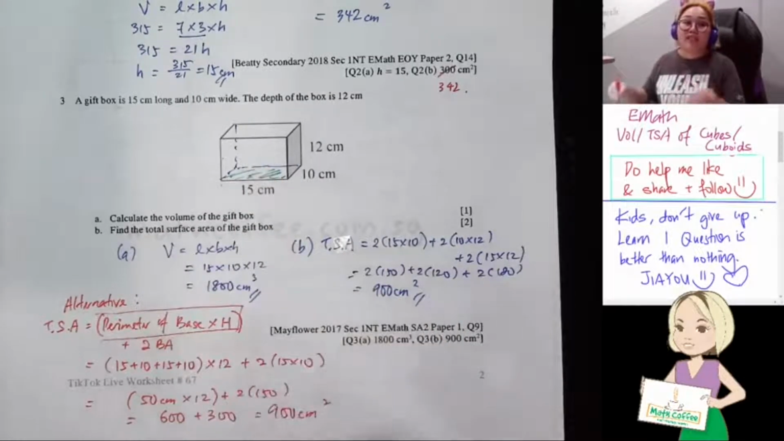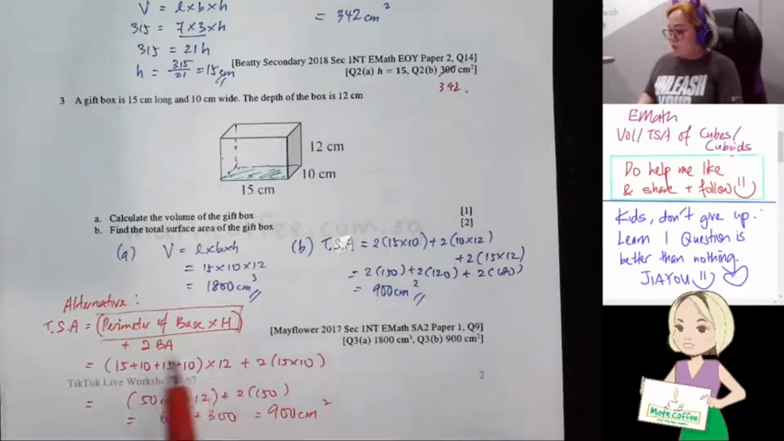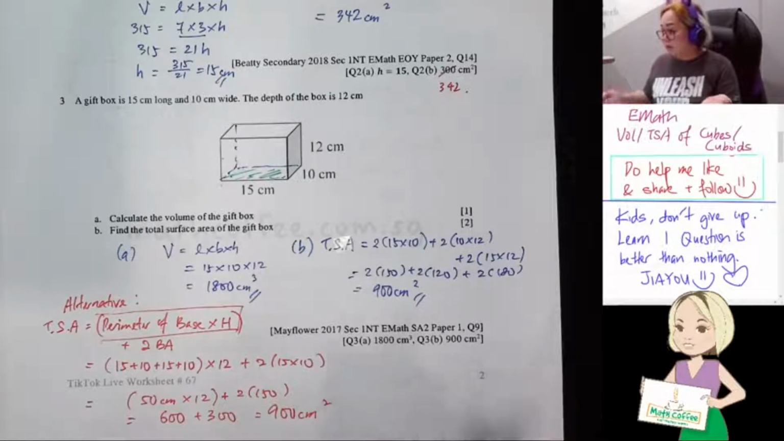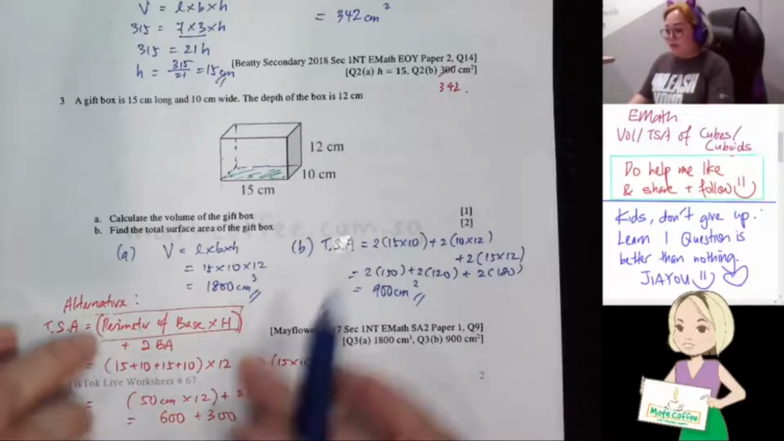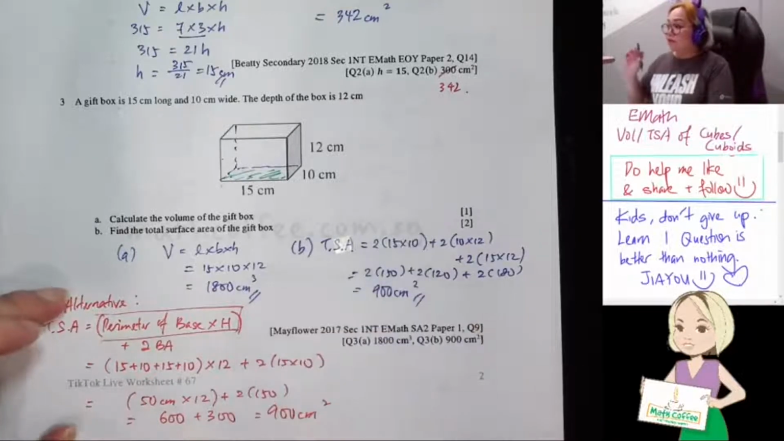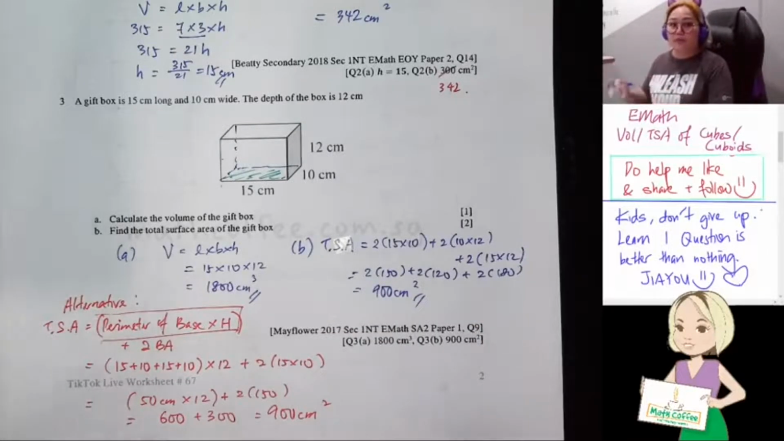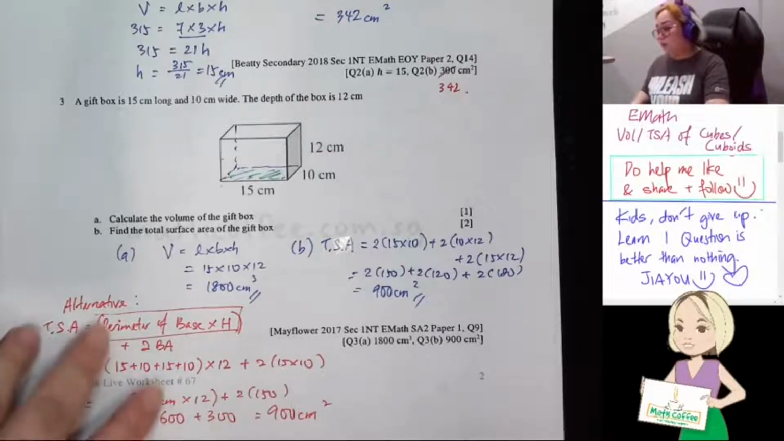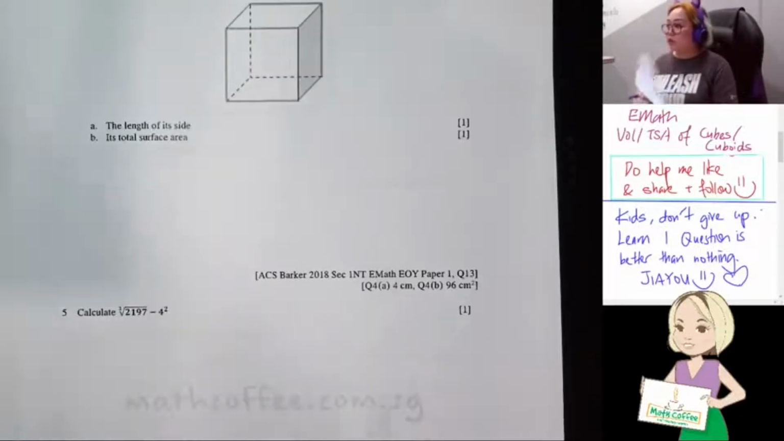So if the question says it's an open tank, it means that it doesn't have a top, then you do not add 2 base areas. You only add 1 base area because the top is open. Agree? So that will be the more complex formula, but this is a very good formula to apply for prisms. For a complex prism, whereby you can see that there are many shapes, this will be a very good way to do it. Okay, let's move on to the next question.